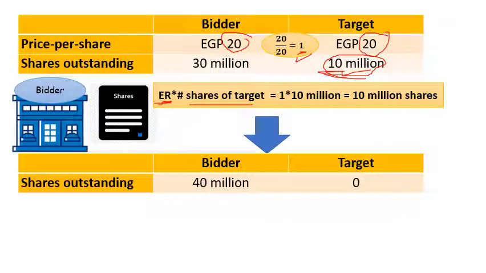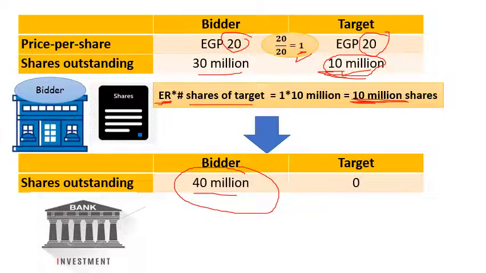And as a result of this transaction, the total number of outstanding shares of the bidder company will be 40 million shares. How? It previously had 30 million shares, and it issued 10 million more shares to swap against the 10 million shares of the target company. So the total shares outstanding of the bidder company will be 40 million shares.